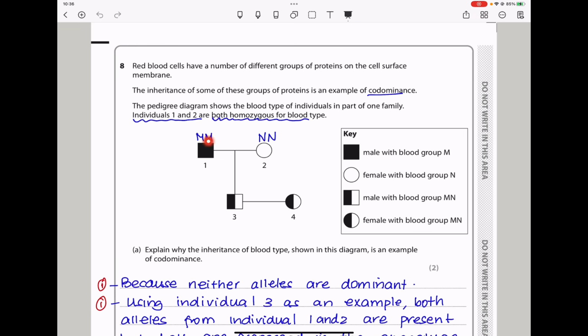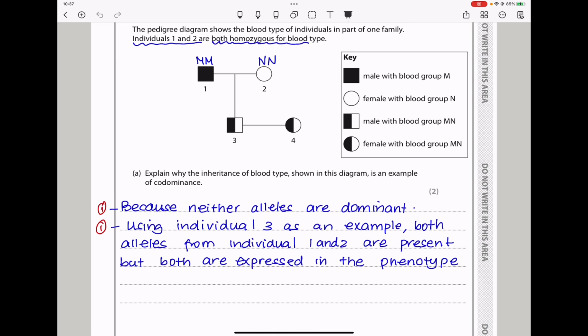So it's going to be capital M, capital M, and the female blood group N, capital N, capital N. So it means their child is going to have codominance because they're going to be capital M, capital N. So they say, explain why the inheritance of blood type shown in this diagram is an example of codominance.